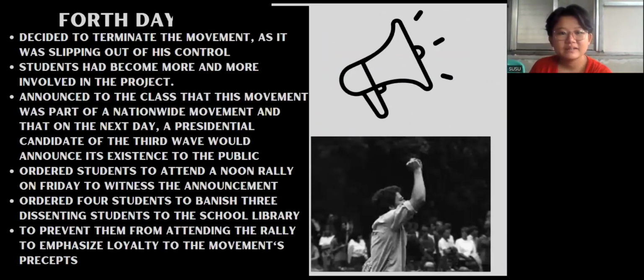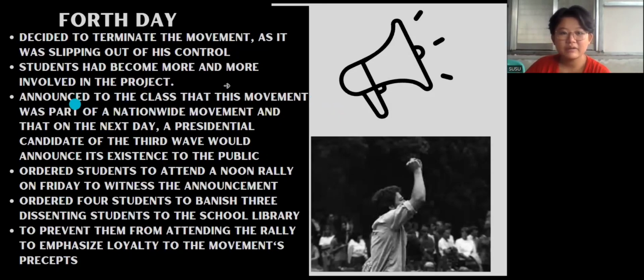And on the fourth day, he decided to terminate the movement because it was slipping out of control. A lot of students started to participate in that experiment, more and more of them, and he could not control them anymore. So yeah, he decided to slow it down a little bit.